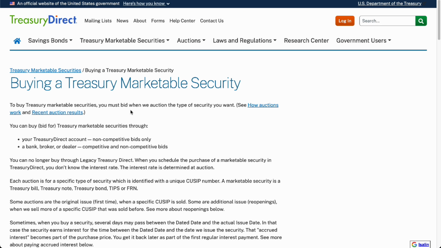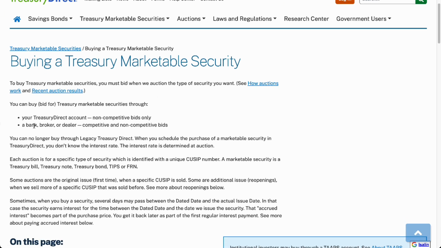So right here, the first thing you need to have before you bid is your Treasury Direct account for non-competitive bids only, and a bank or a broker or a dealer for competitive and non-competitive bids. So you can no longer buy through Legacy Treasury Direct when you schedule the purchase of a marketable security in Treasury Direct, because you don't know the interest rate, and the interest rate is determined at auction. So it's pretty hard to tell.